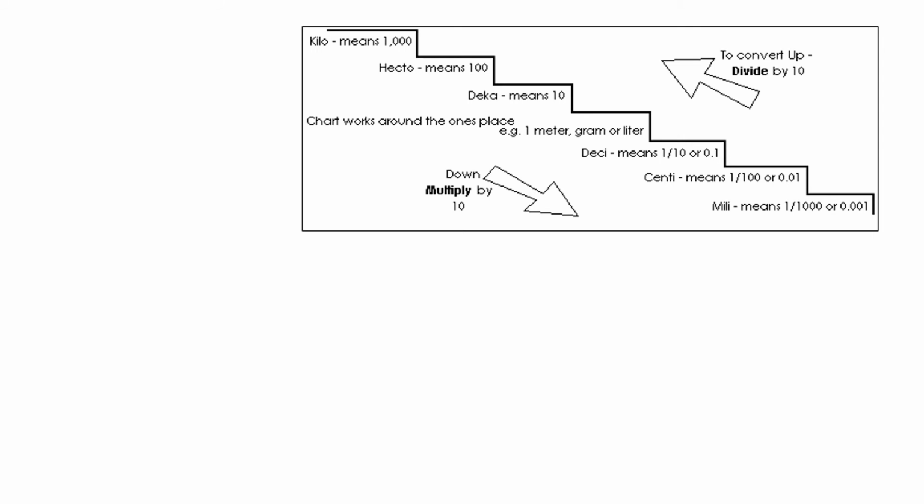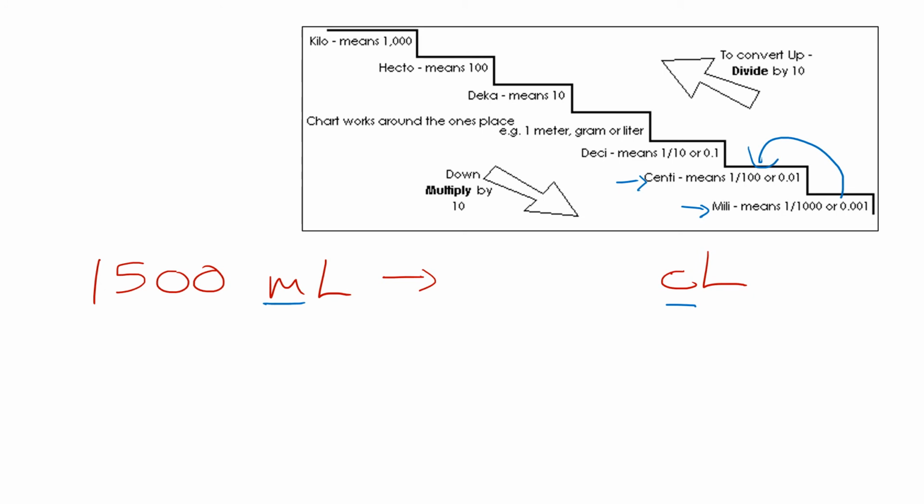Let's say you have a patient that is getting 1,500 milliliters of medication every day, and you want to know how many centiliters of medication that is. This is going to be a pretty short, fast conversion. We're starting at milli, we're ending at centi, which means we're going up 1 step.